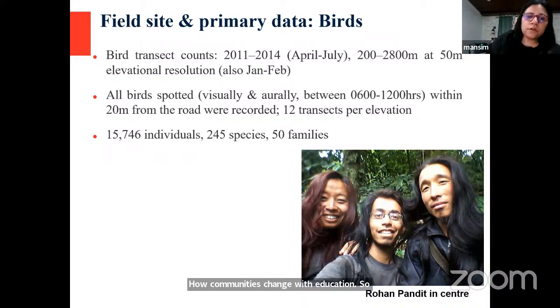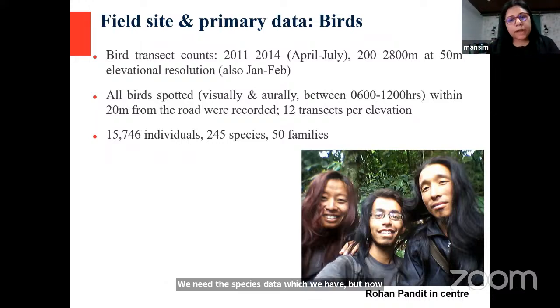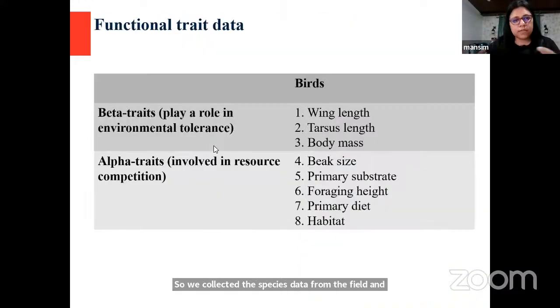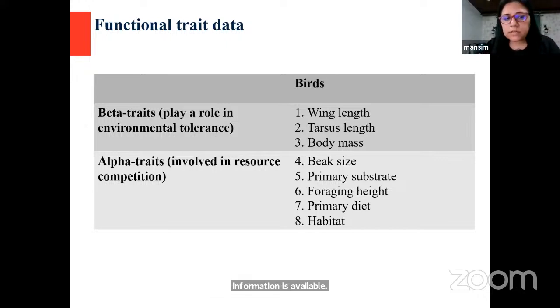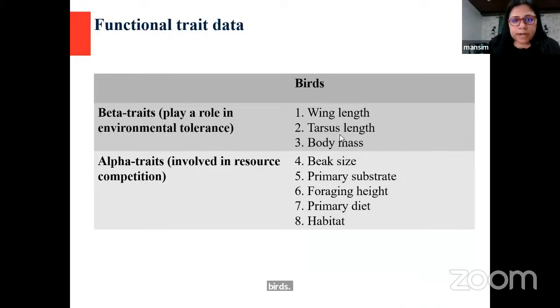Now, as we saw before, to study community assembly processes, we need three kinds of data. We need the species data, which we have, but now I also need the traits and the phylogenetic relationships of these species. We collected the species data from the field, and the trait data was assembled using secondary literature, because birds are a relatively well-studied group of organisms, and a lot of their information is available from previous resources. So I assembled these traits for birds: wing length, tarsus length, body mass. These three traits can be assumed to be involved in environmental adaptation.